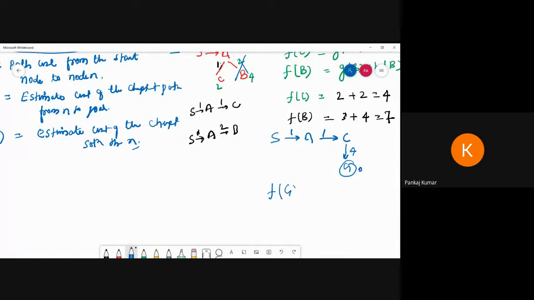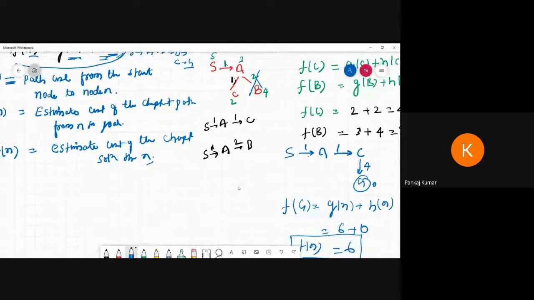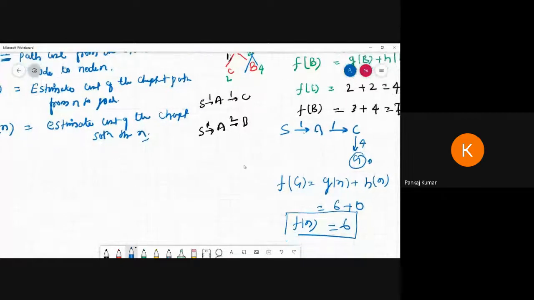Function g, so calculating f of n equals g of n plus h of n. So f of G is 1 plus 1 plus 2 plus 4, which is 6, plus this one, 0. So this is the maximum value we can achieve. The actual cost is 6. The estimated value of the cost function f, that is the cheapest value, is 6. Clear?